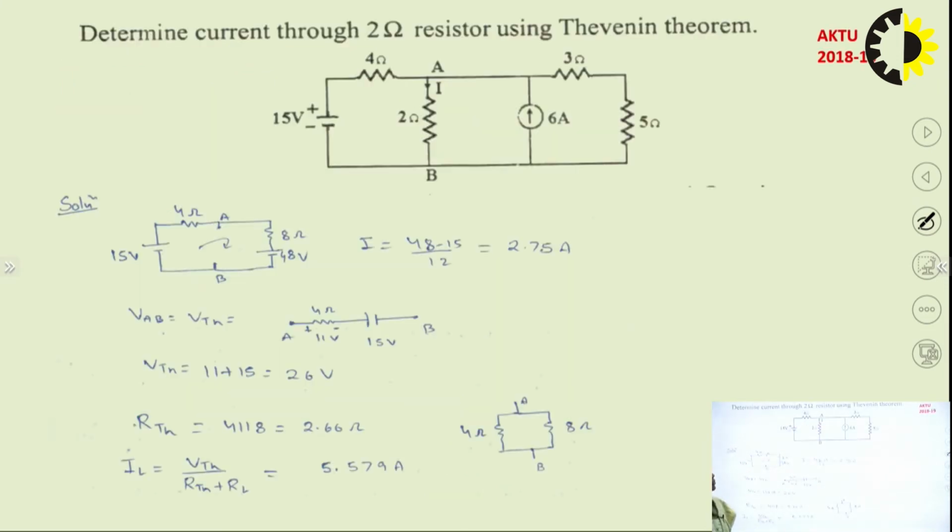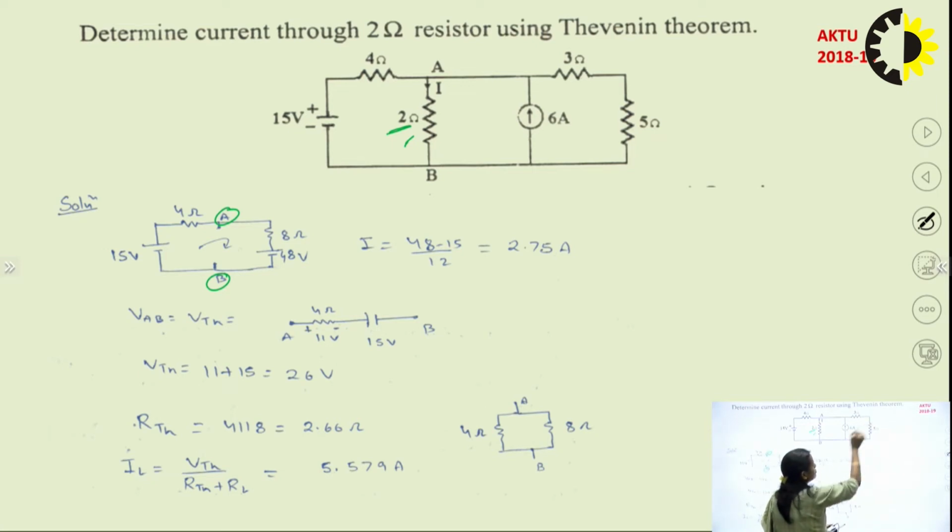Now we will take one more question, which came in 2018 and 19. Determine the current through 2 ohm resistor using Thevenin's theorem, right? So now you have to find the current in this 2 ohm resistor. So what you will do, you will open this load resistor, right? So I have opened this load resistor, so I have marked A and B here.